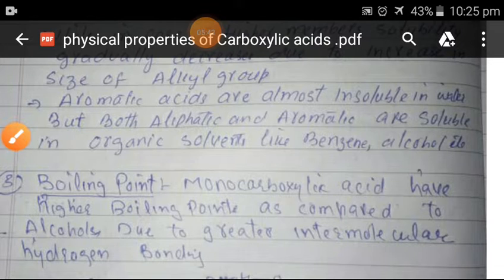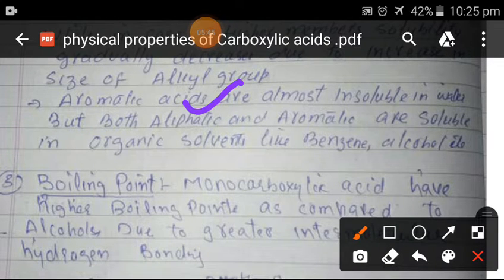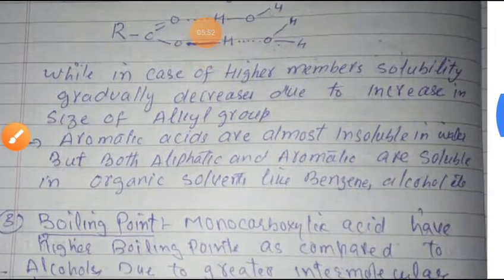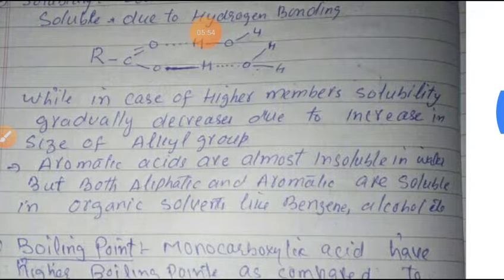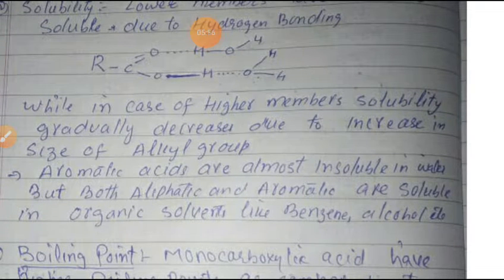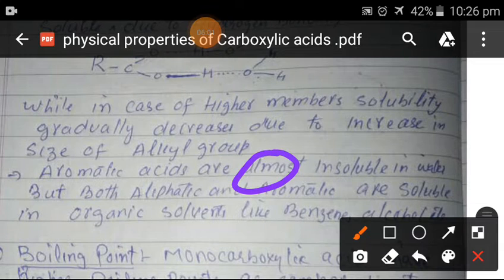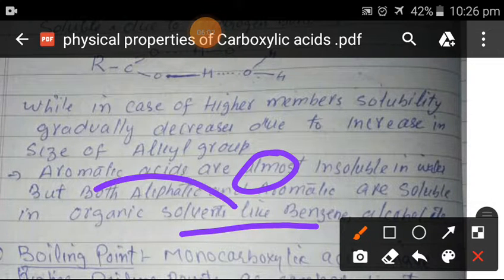Clear? Similarly, aliphatic acids are also soluble in benzene, alcohol, and ether. So this is the solubility, how the solubility gradually decreases with the increase in the size of the aliphatic chain. But in case of aromatic acids, they are insoluble in water, but they are soluble in organic solvents.